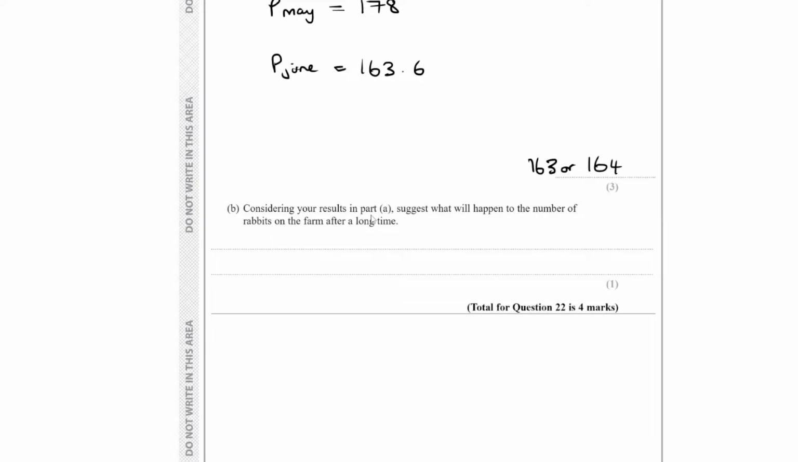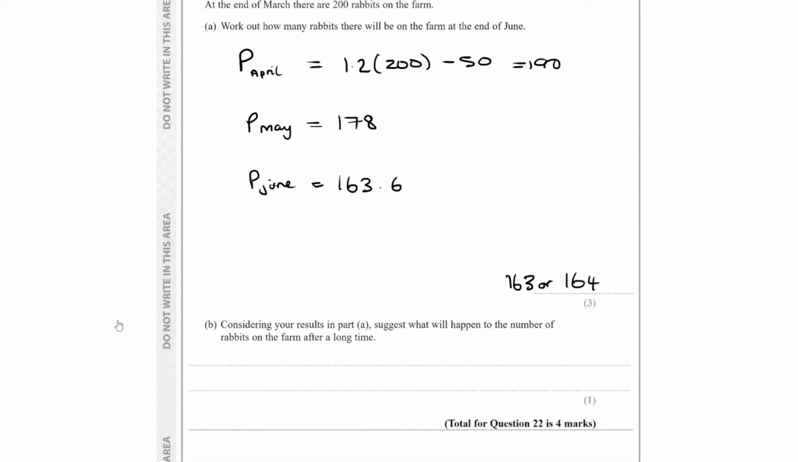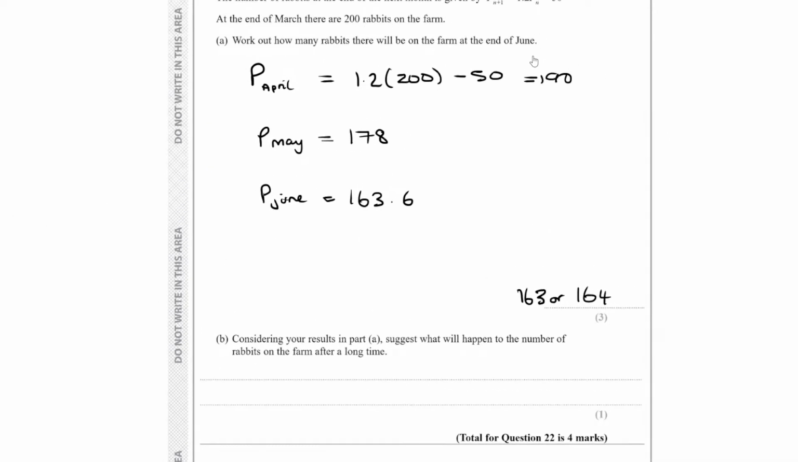So, considering your results in part A, suggest what will happen to the number of rabbits on the farm after a long time. So have a look at the trend. We've got 200, 190, 178, 164. Yeah, it's just that it will decrease. Like the most obvious thing you can think of. It will decrease. You don't even need full sentences. Or it will go down, or something like that. There will be fewer rabbits.